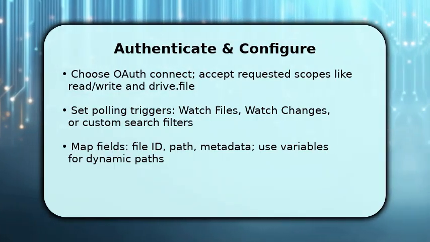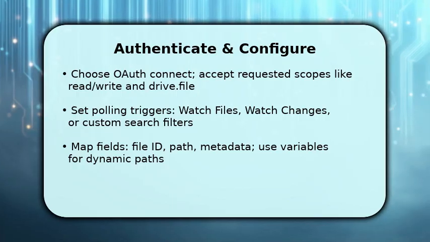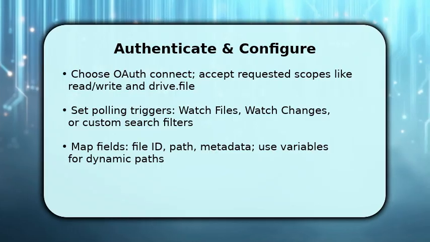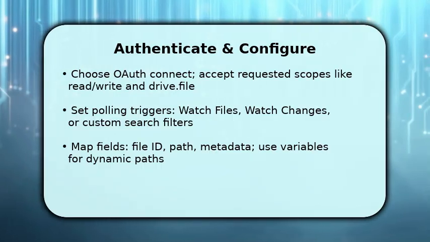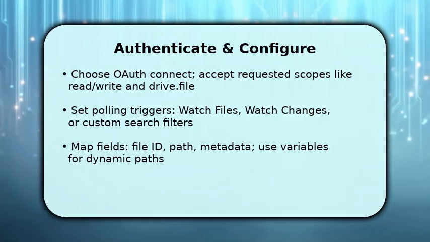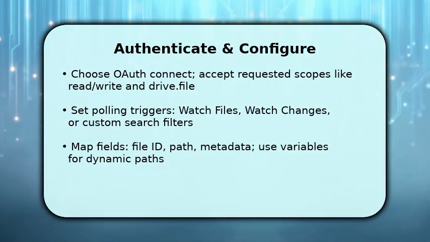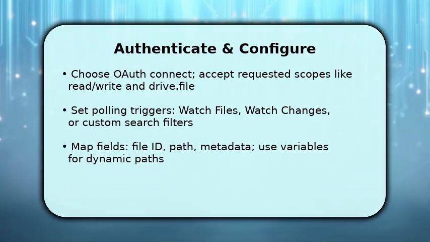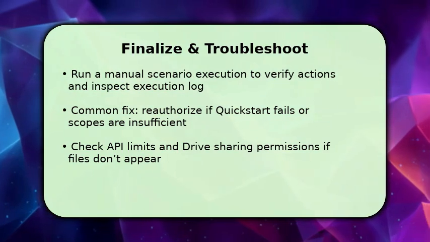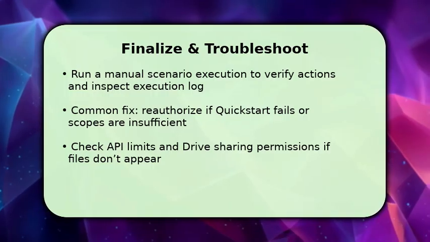Once authenticated, configure the module, pick the trigger type such as watch files or watch changes, and set folder paths or search filters. Then map outputs, file ID, name, MIME type, and metadata into subsequent modules. This is important because mapped variables drive your next steps. If you need dynamic behavior, use functions and variables to construct folder paths or file names. Finish by running the scenario manually to validate each module and inspect the run log for returned ID and errors.